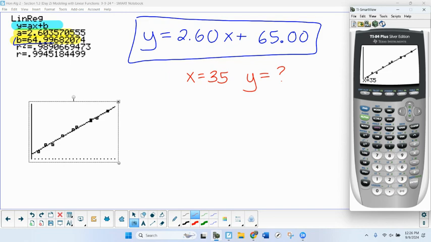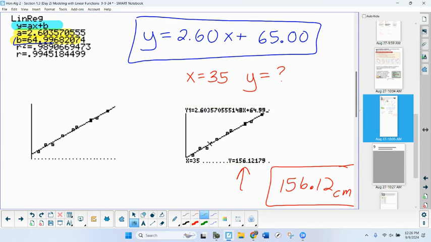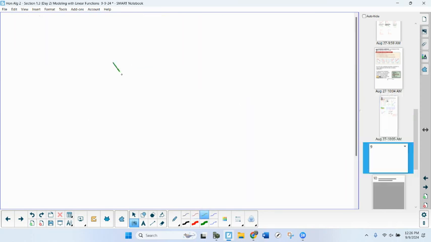35. Hit enter, and it gives you the exact value. What's Y when X is 35? And that'd be centimeters. Okay. Now, what about if X is 55, what is Y?